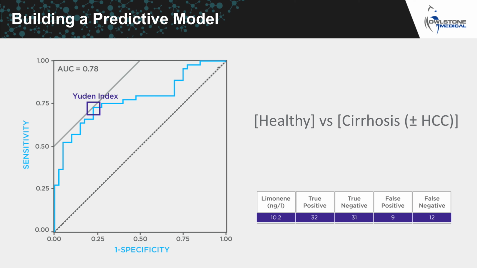Using limonene to train a classifier resulted in this ROC plot, used to discriminate cases and controls. The optimal model is indicated by the Youden index, which provides the best possible balance of sensitivity and specificity, so true positive and true negative rates. This optimal model sets the limonene threshold for cirrhosis at 10.2 nanograms per liter. A larger study with controlled limonene intake may be able to produce a more accurate model with a different threshold. Additional studies could also relate limonene to earlier liver diseases that are more challenging to detect.